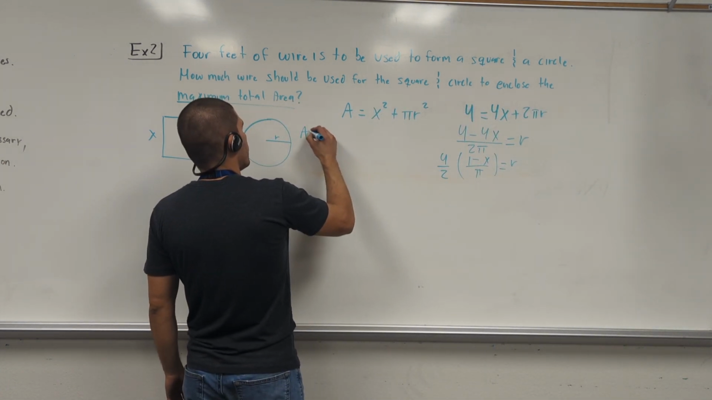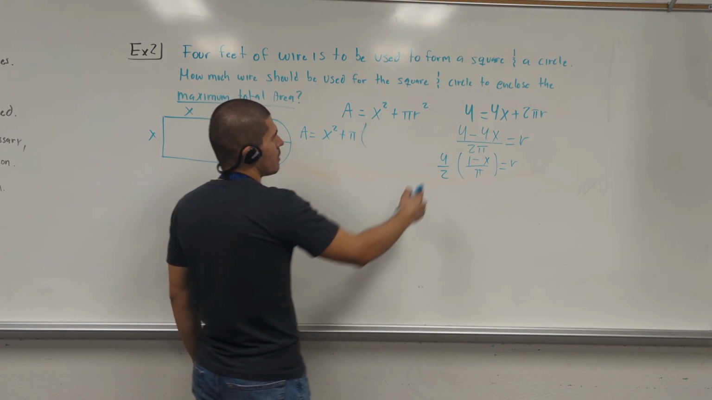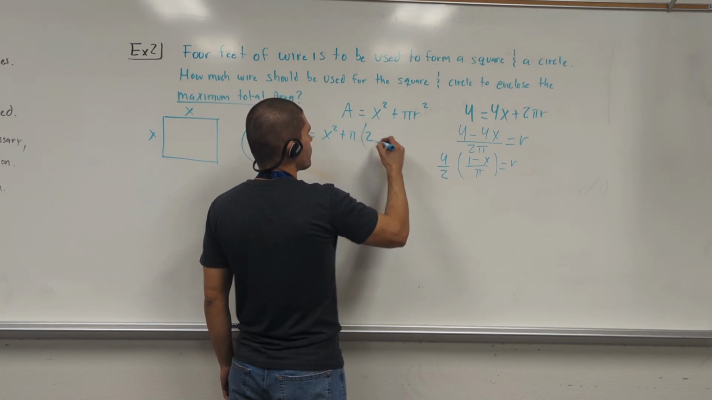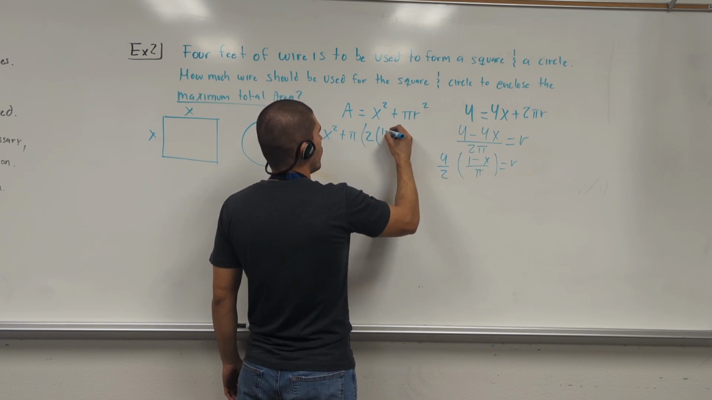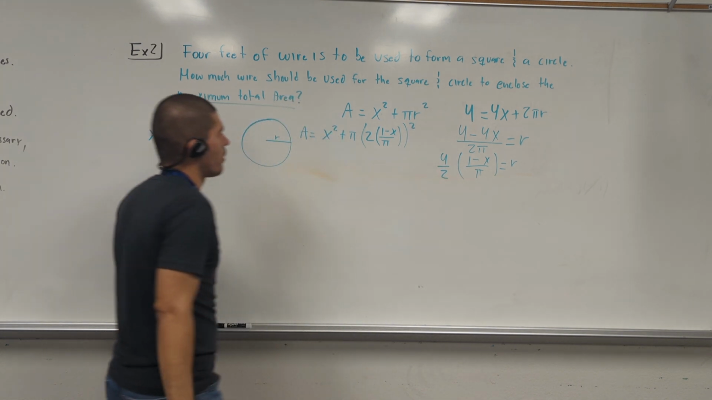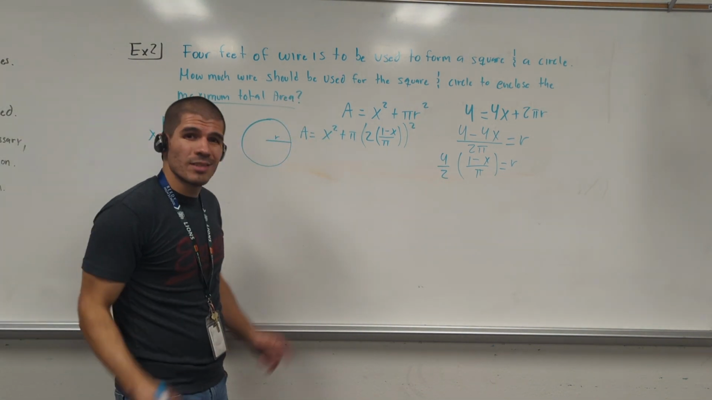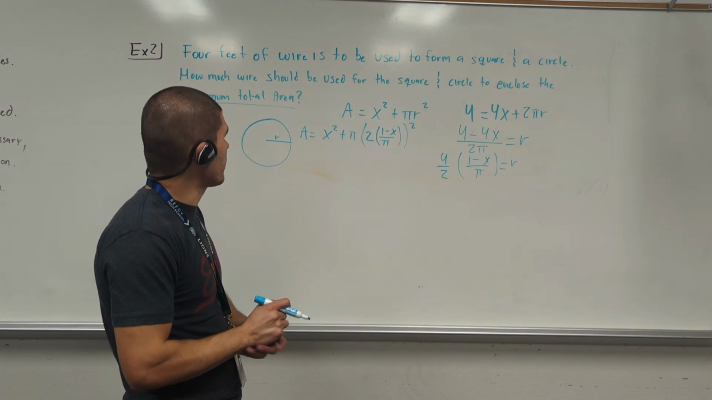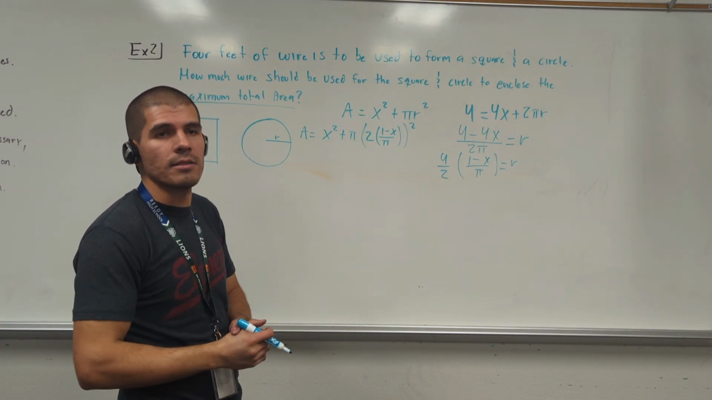So it'll be A is equal to x squared plus pi times, 4 divided by 2 is 2, and then I have 1 minus x divided by pi, and then all of that is supposed to be squared. Cool. As you can see now, it's only 2 variables. I'm gonna do a little bit of algebra, clean this up so I can then determine what's a feasible domain and then do a candidate's test, okay?